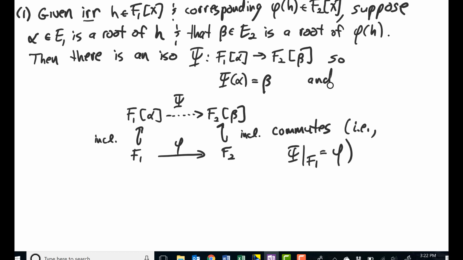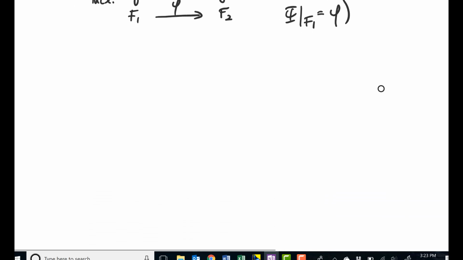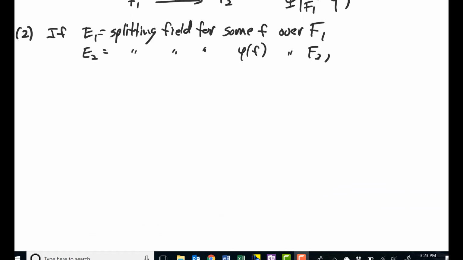You should think of part 1 as sort of doing what part 2 does in general, except part 1 only does one root at a time. Part 2 is going to go up to the whole splitting field. All right, let's move this up and get up here to part 2.